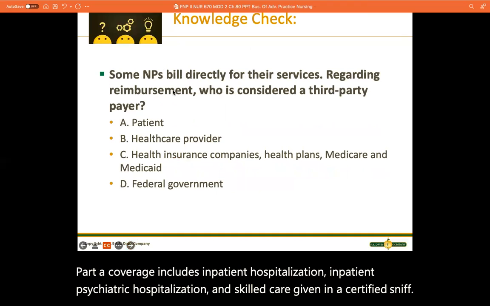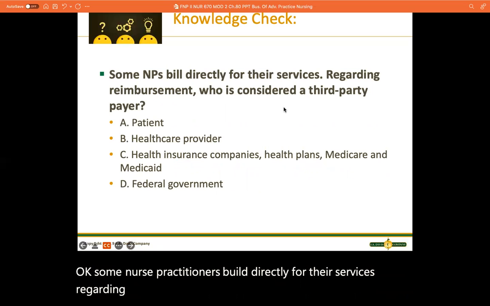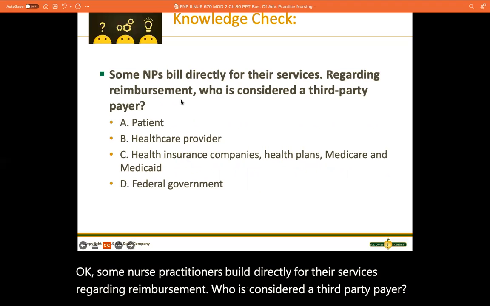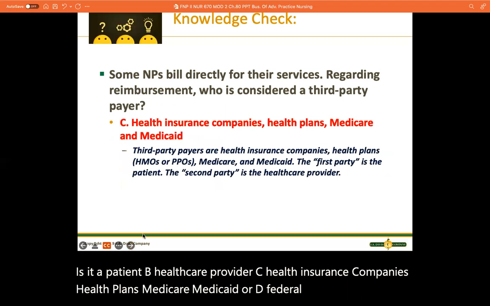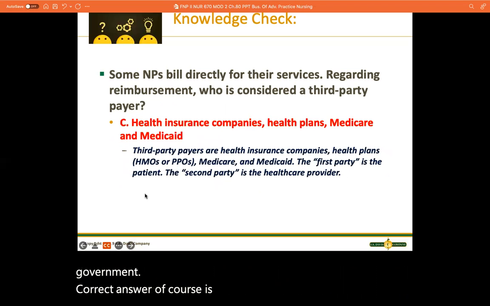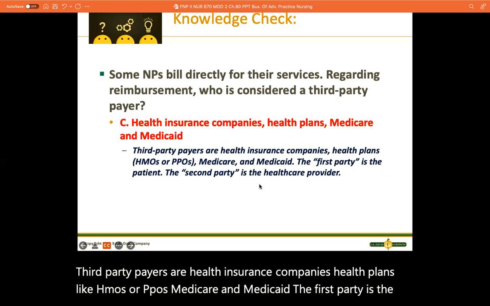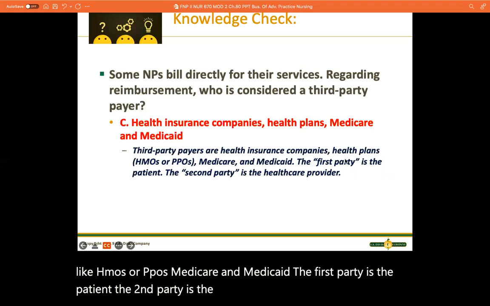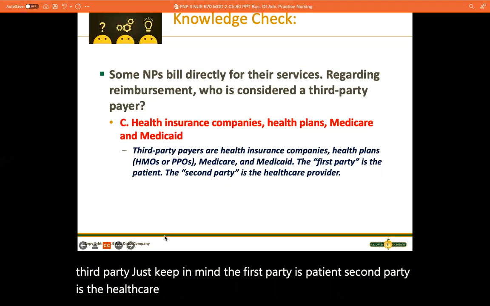Okay. Some nurse practitioners bill directly for their services. Regarding reimbursement, who is considered a third-party payer? Is it A, patient, B, healthcare providers, C, health insurance companies, health plans, Medicare and Medicaid, or D, federal government? Correct answer, of course, is C. Those are our third-party payers. Third-party payers are health insurance companies, health plans like HMOs or PPOs, Medicare and Medicaid. The first party is the patient. The second party is the healthcare provider. So we keep saying third party. Just keep in mind the first party is the patient, the second party is the healthcare provider, the third party is the payer.